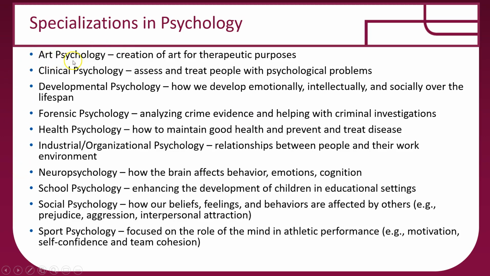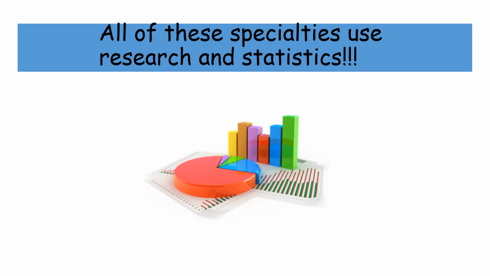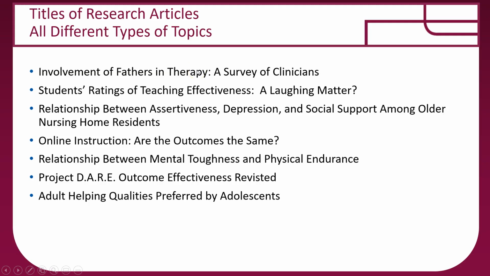There's even art psychology, how we create art for therapeutic purposes. Developmental psychology, how do we develop emotionally and socially, intellectually over our lifespan. Neuropsychology, I told you that's what I am, a neuropsychologist, how the brain affects your behavior. Sports psychology, many subfields. And all of these specialties use research and statistics. So if you decide to go into psychology as your major, you will have to take a statistics and a research methods class.